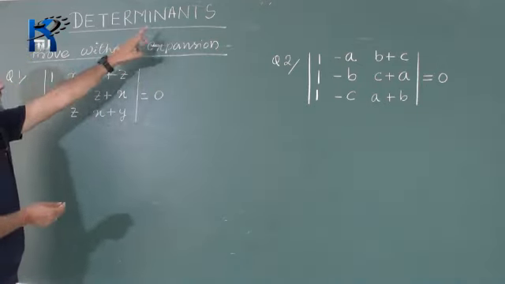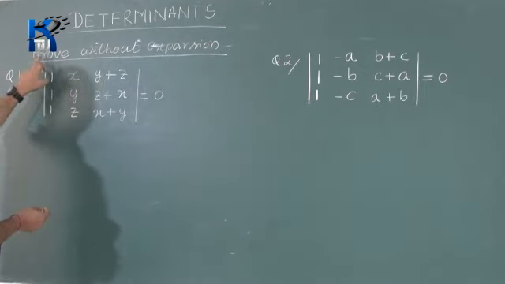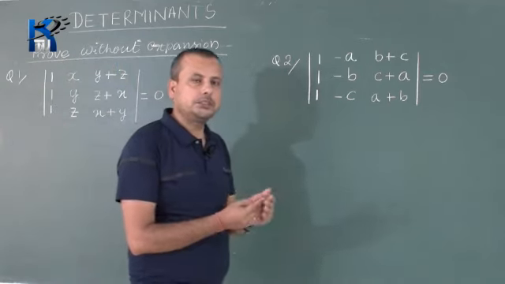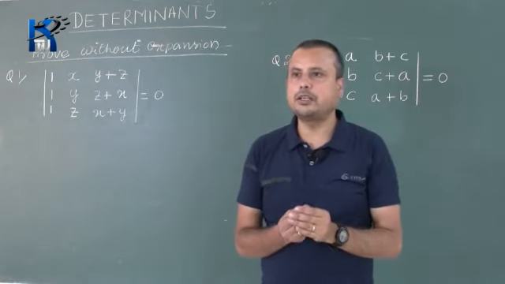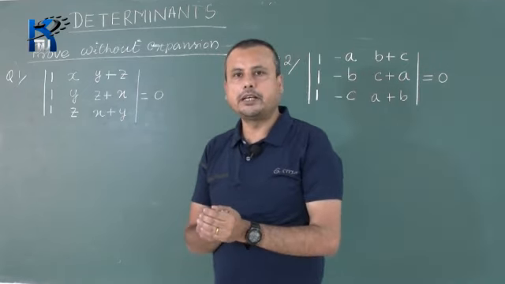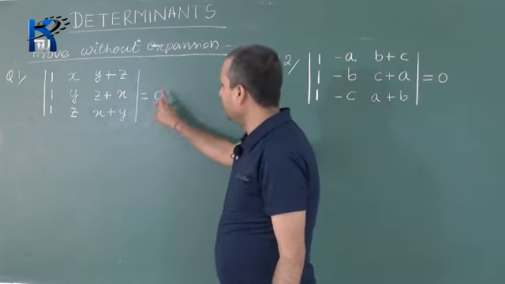The chapter name is determinant. The question is: prove without expansion. That means if the question says prove without expansion, we cannot use the expansion method. Using some other properties, you have to prove this determinant is equal to 0.